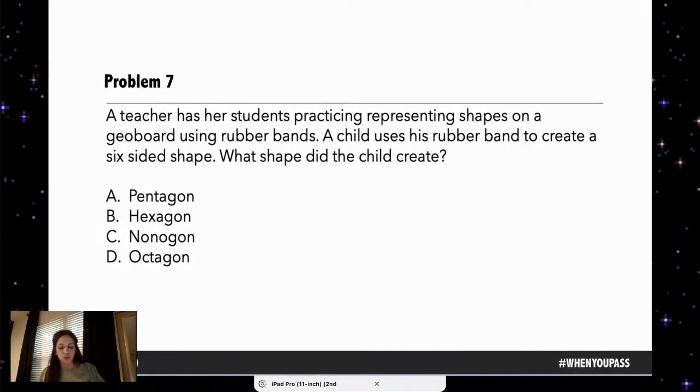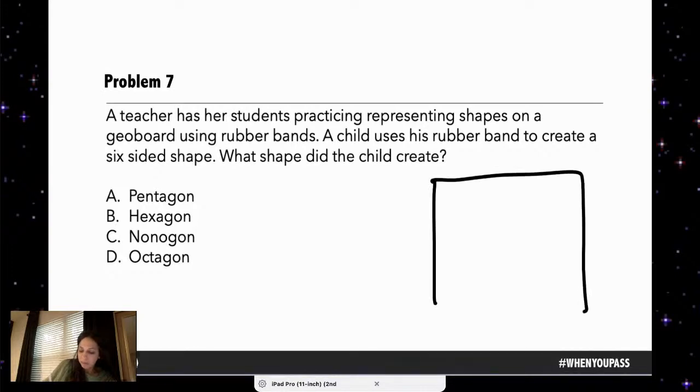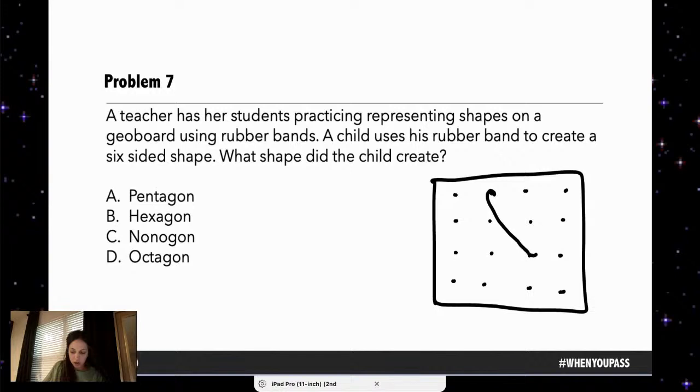A teacher has her students practicing representing shapes on a geoboard. A geoboard is just one of those pegboards. It looks something like this, and these are all little pegs that are sticking out the top of it. Kids can wrap their rubber bands around these pegs, so it would look something like this. If the teacher said create a triangle, it would look something like this if they wrapped their rubber band around it, right? So a child uses his rubber band to create a 6-sided shape. What shape did the child create?